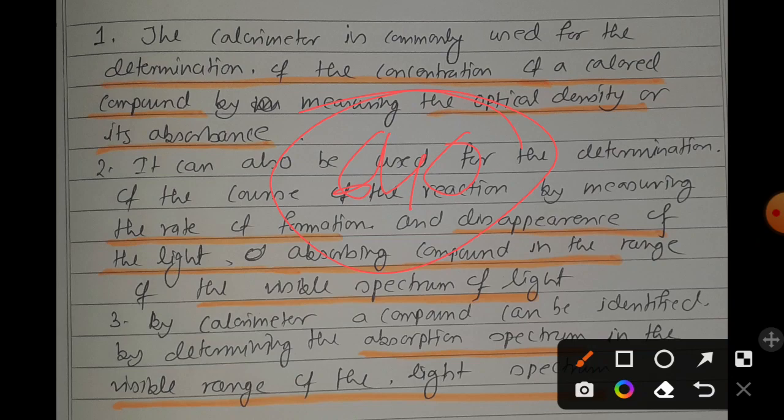Okay, so under such circumstances, if you are suspecting that your compound may be paracetamol, you can derive the absorption spectrum at the visible range of the light spectrum, right? Because we know that the visible range is 400 to 700 nanometer. So if we find absorbance at 640 nanometer in the absorption spectrum of our compound, then we can conclude that the compound may be paracetamol.